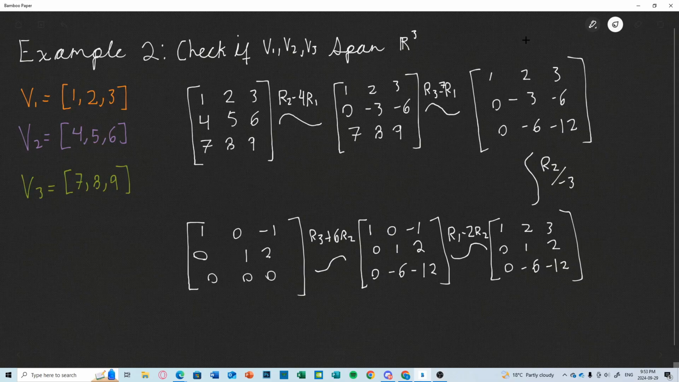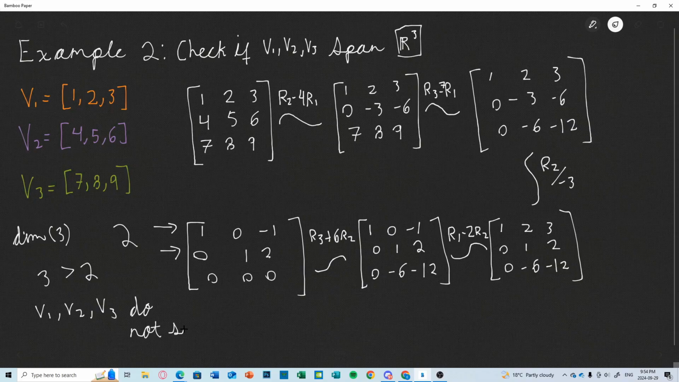Now that we have the matrix in row echelon form, it shows that there are 2 non-zero rows, which are going to be our first row and our second row, because they're not all zeros. This means that the rank of the matrix is only 2. And since the dimension we're looking for is R3, and our dimension we're looking for was 3, and since our rank of 2 is less than the dimension, it means that our vectors v1, v2, and v3 do not span R3.